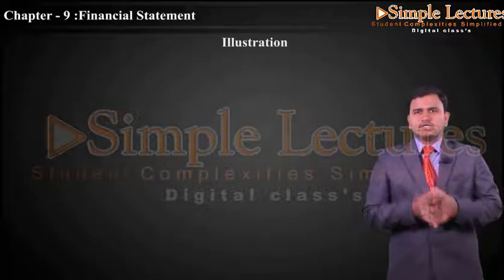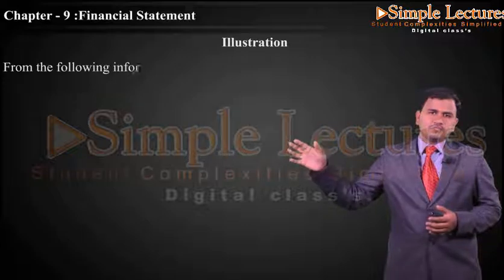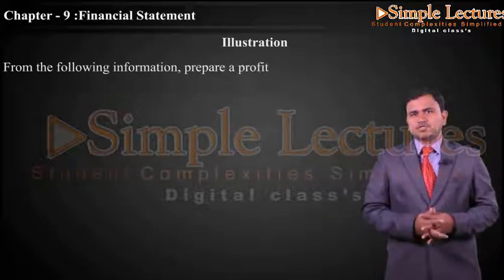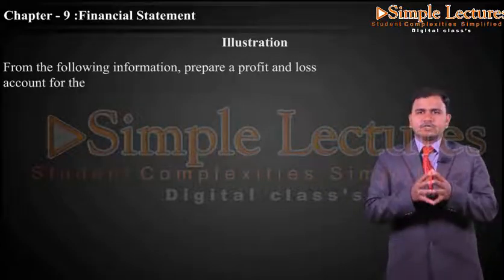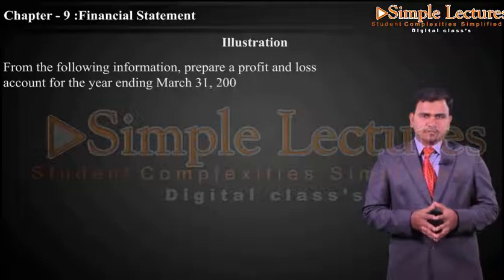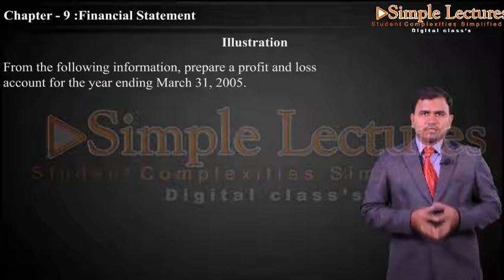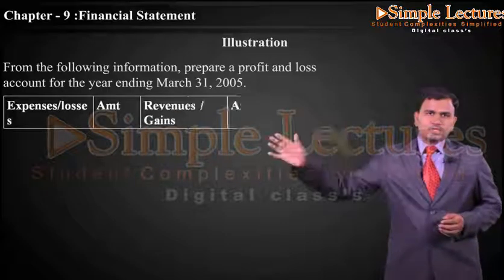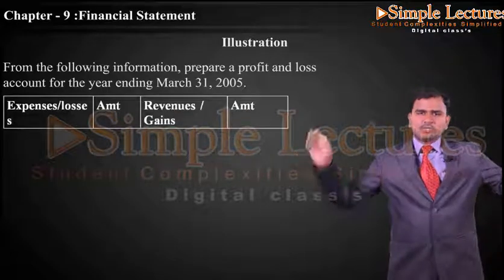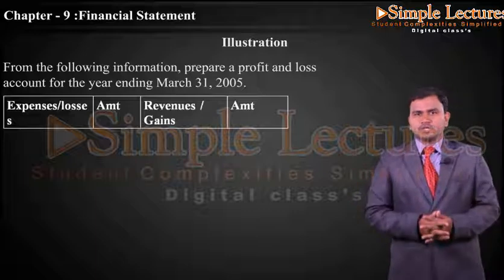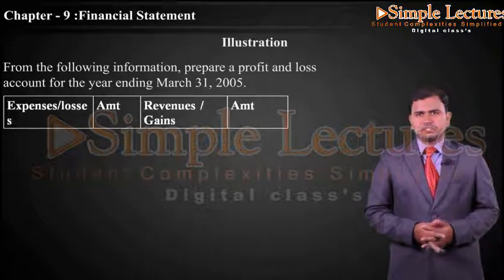Let us take one more illustration where we have to prepare profit and loss account. So here the illustration is, from the following information, prepare a profit and loss account for the year ended 31st March 2005. So we have following entries here. Before that, let us take the table. Format remains the same. Particulars, amount, title will be profit and loss account for the year ended 31st March 2005.